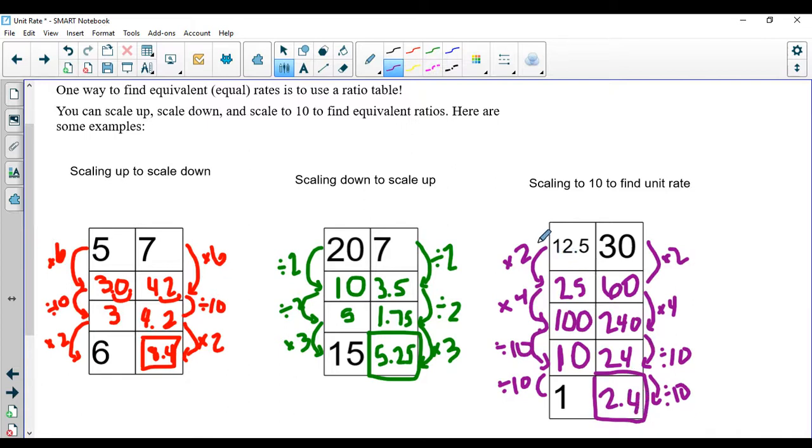So those are just some examples of how you can use ratio tables to find equivalent ratios.